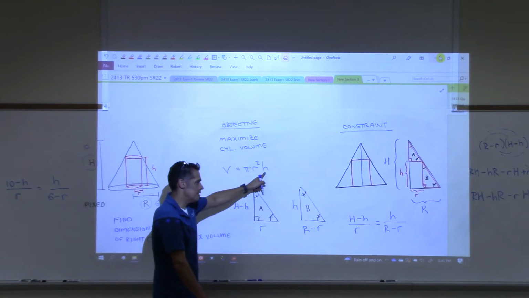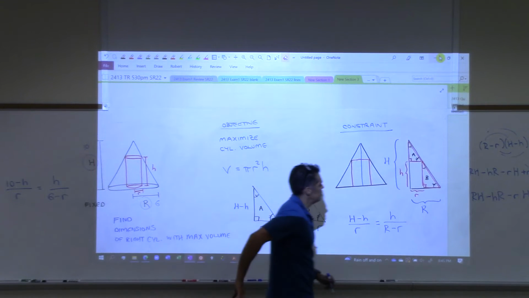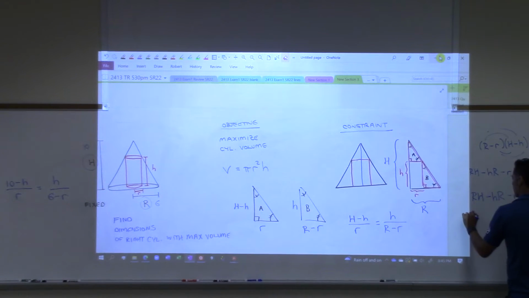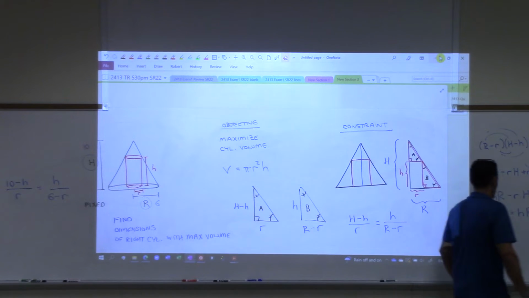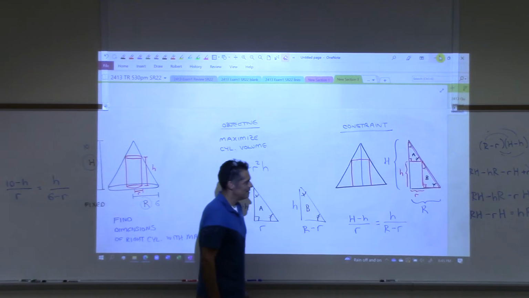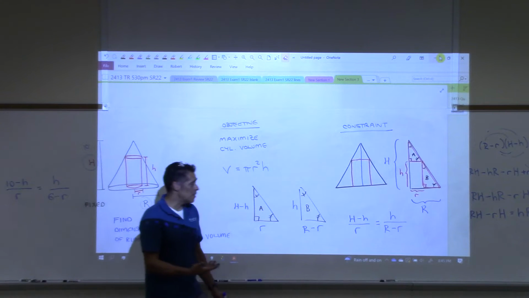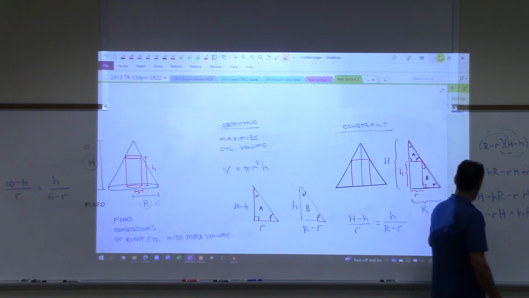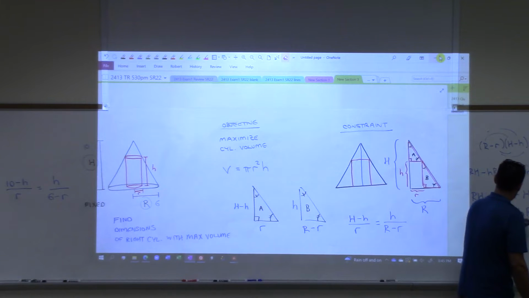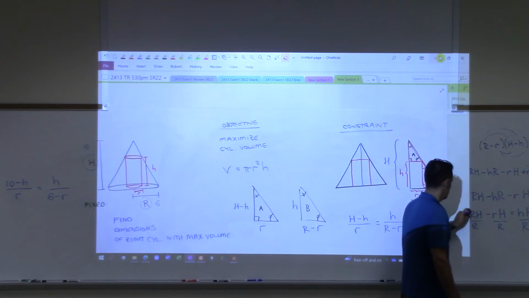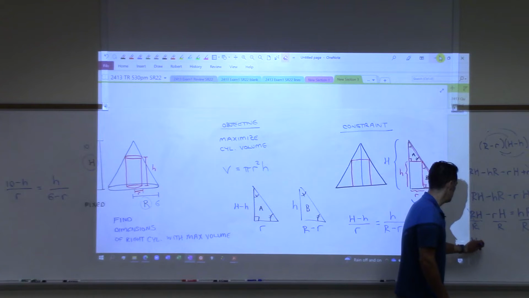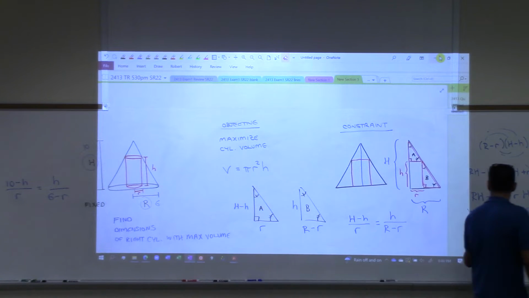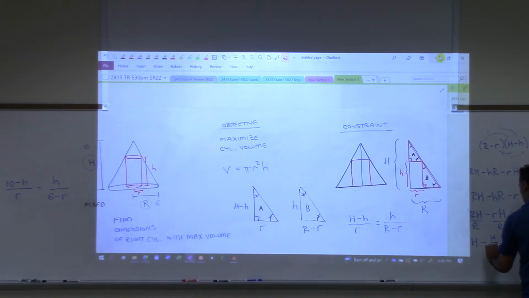So I can replace this h. Right? So let's move this to the other side. Capital R capital H minus little r capital H equals little h capital R. Divide both sides by capital R. These cancel, so we get capital H minus capital H over capital R, little r, equals little h.